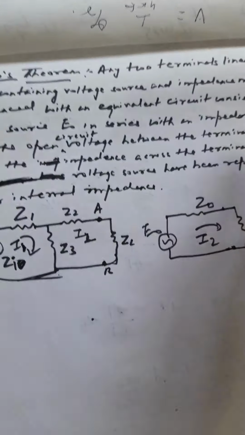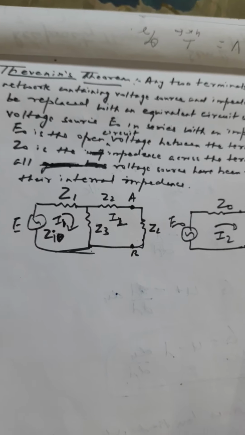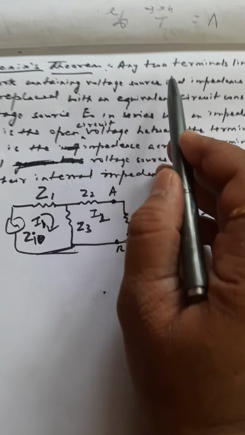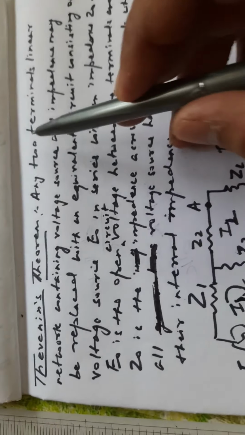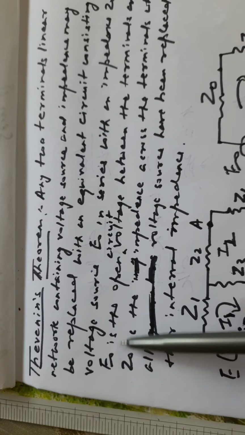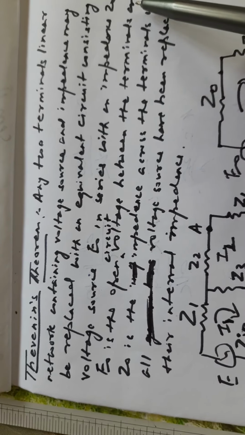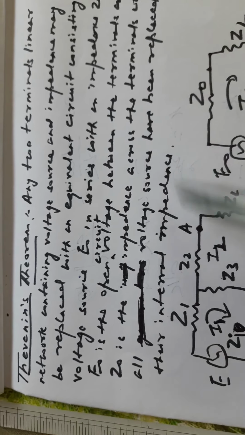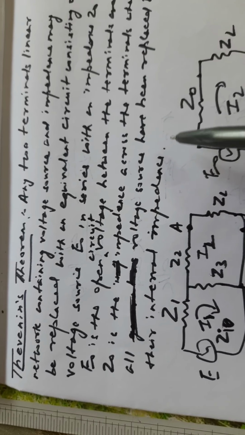Then coming back to Thevenin's theorem, this is the third one. According to Thevenin's theorem, any two terminal linear network containing voltage sources and impedances may be replaced with an equivalent circuit consisting of a voltage source E0 in series with an impedance Z0. E0 is the open circuit voltage between the terminals, and Z0 is the impedance across the terminals when all the voltage sources have been replaced by their internal impedance.